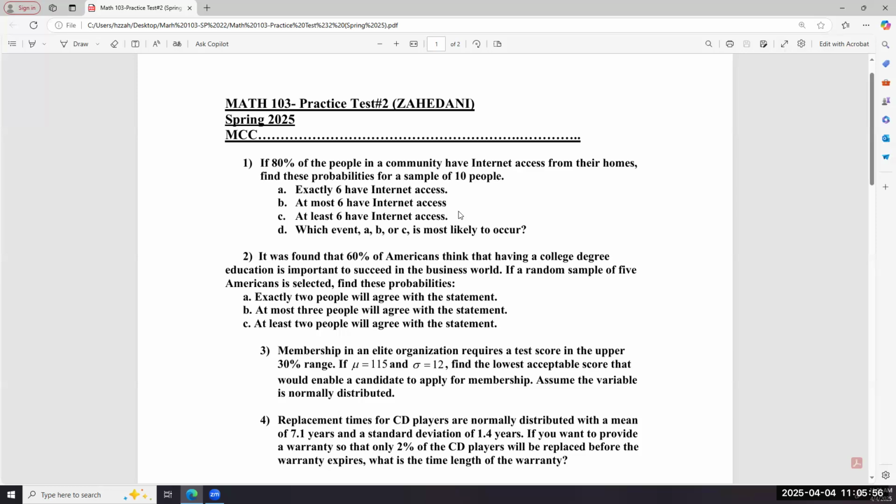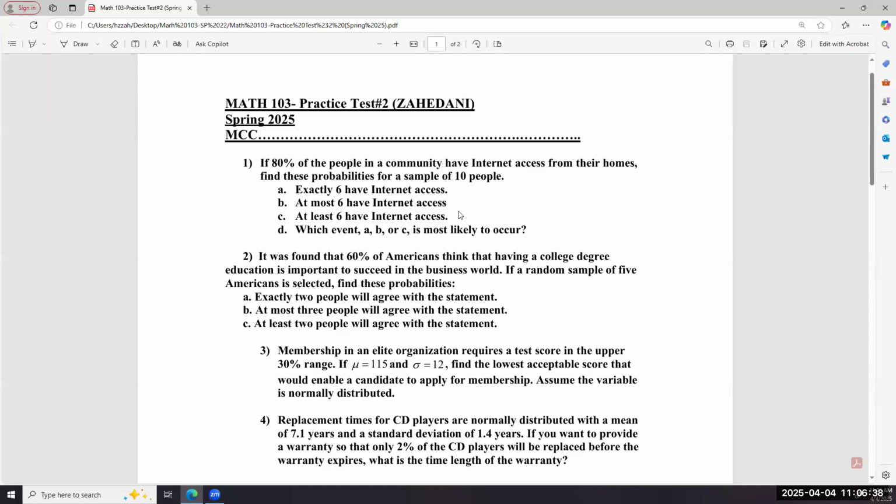In this type of problem, this is a kind of experiment that you do over and over and over, and you are interested in a specific number of successes. So for example, in problem number 1: if 80% of the population in a community have internet access from their homes, find the probabilities for a sample of 10 people. So we pick 10 people and we ask: what is the probability that exactly 6 people would have internet access? At least 6, at most 6.